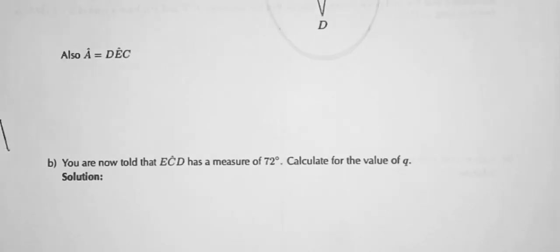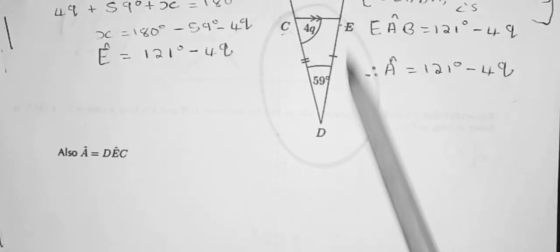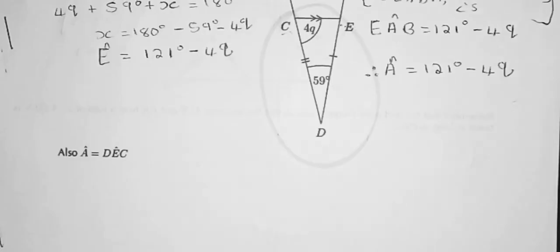You are now told that ECD has a measure of 72 degrees. Calculate the value of Q. So ECD is equal to 72 degrees, and they want us to calculate the value of Q.